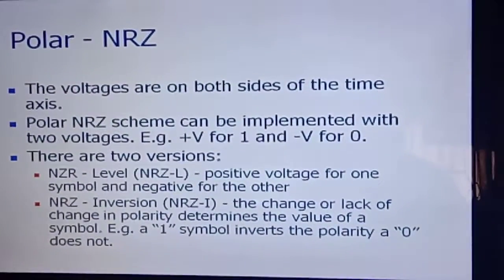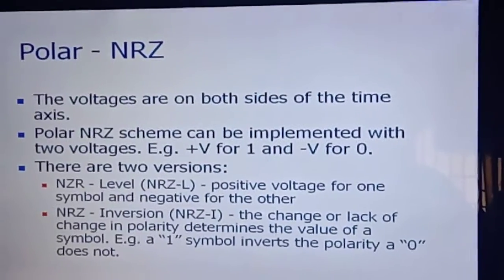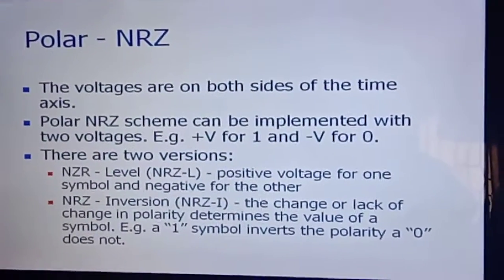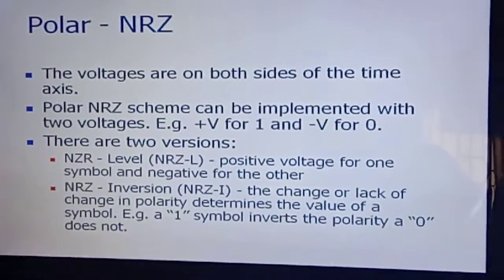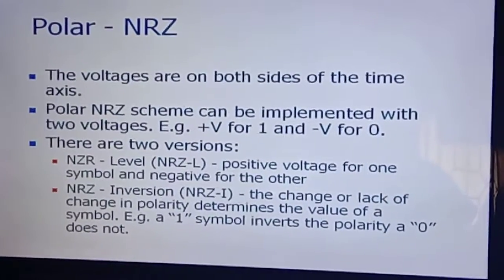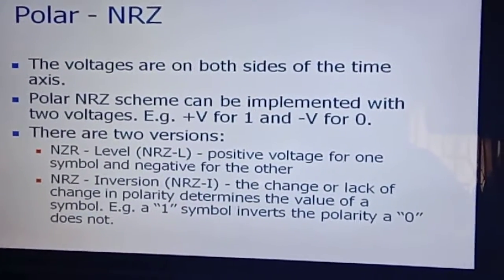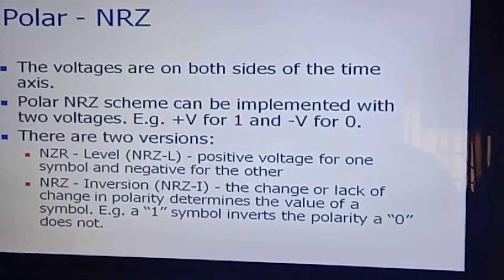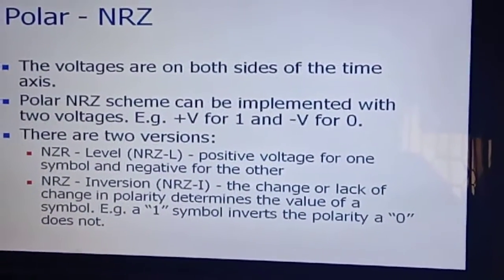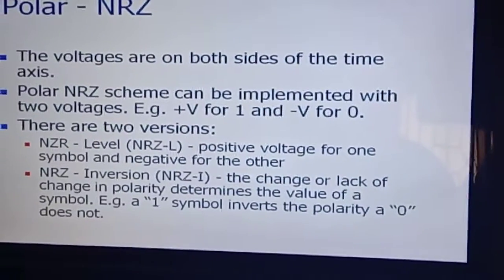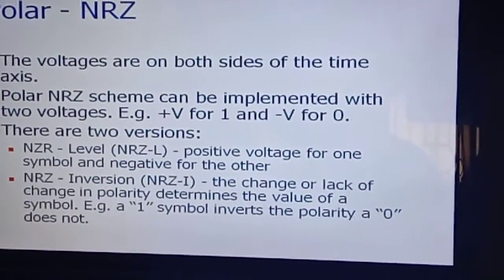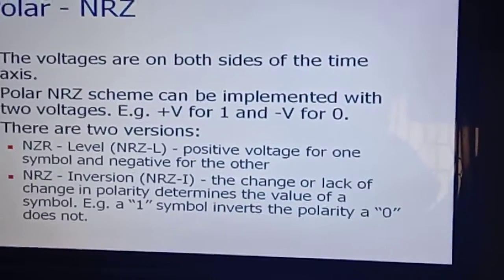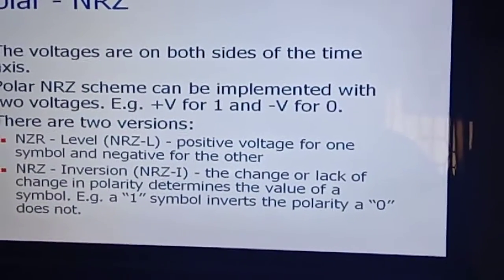The polar non-return-to-zero scheme can be implemented with two voltages. For example, positive for 1 and negative for 0. There are two versions in polar line coding method. The first version is non-return-to-zero level, and the second version is non-return-to-zero inversion.